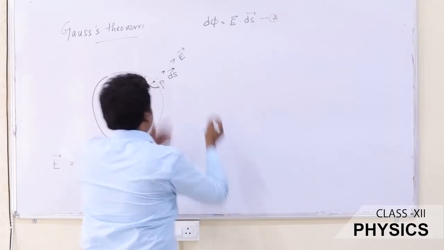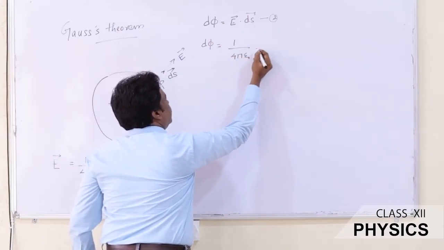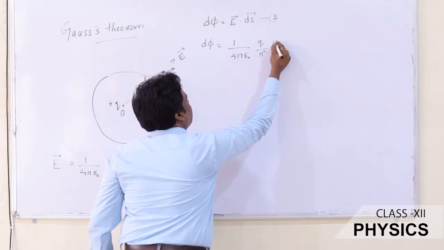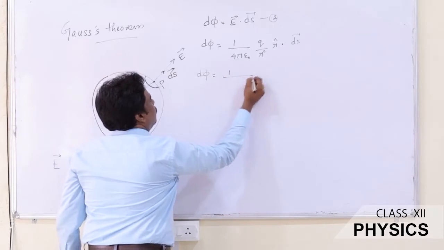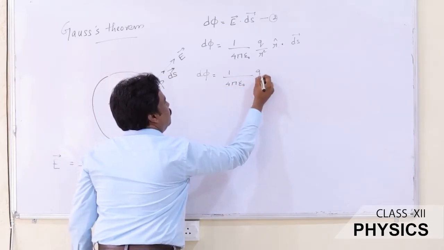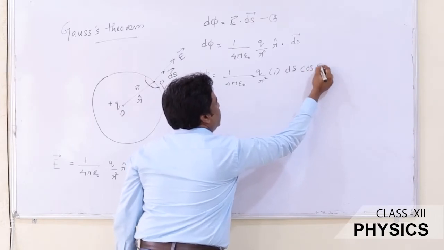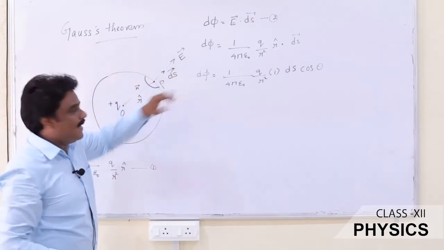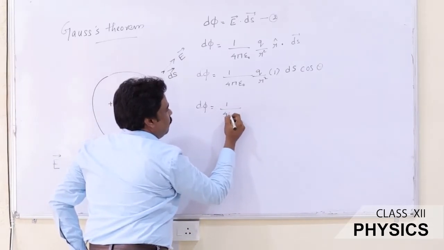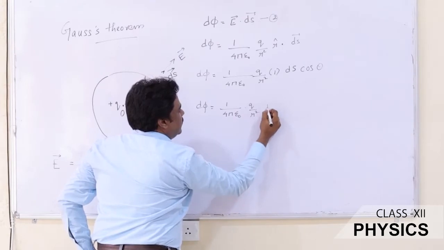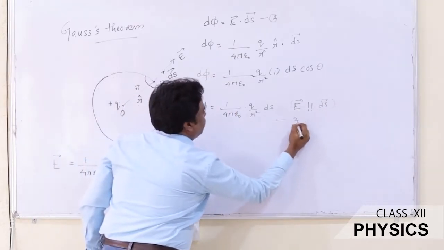I can use 1 and 2. So d phi is equal to 1 by 4 pi epsilon naught Q by R square R cap dot ds vector. Now remove the dot. Unit vector has a magnitude 1. Removing the dot, it will be ds cos theta, where theta is the angle between E and ds. Since they are acting parallel, theta is 0, so I can eliminate that. So d phi is equal to 1 by 4 pi epsilon naught Q by R square ds, since E vector is parallel to ds vector. Mark it as equation number 3.